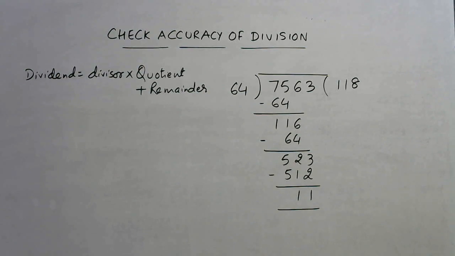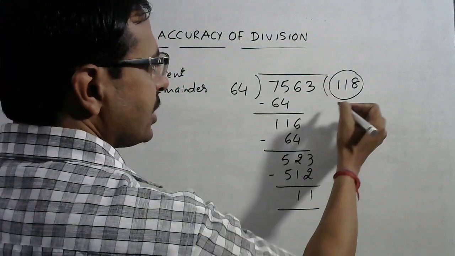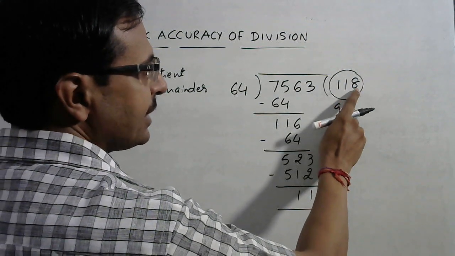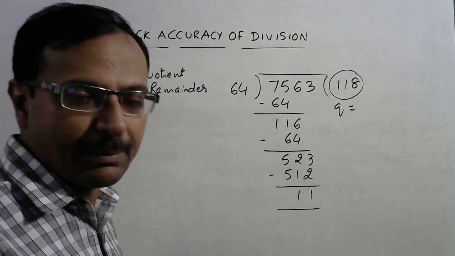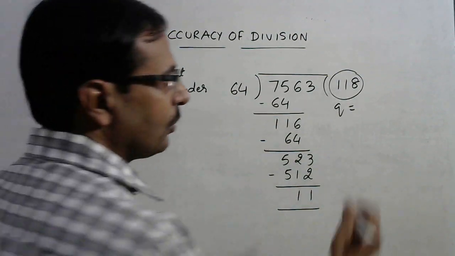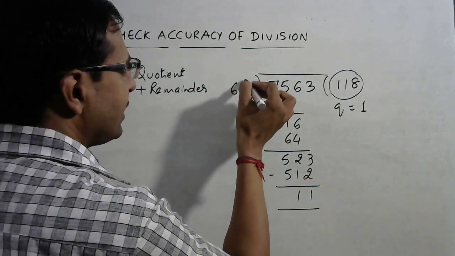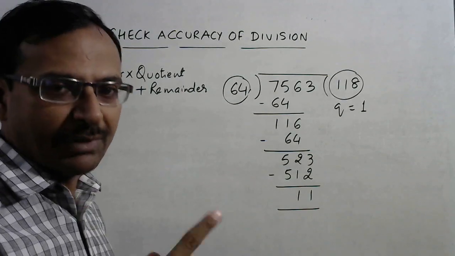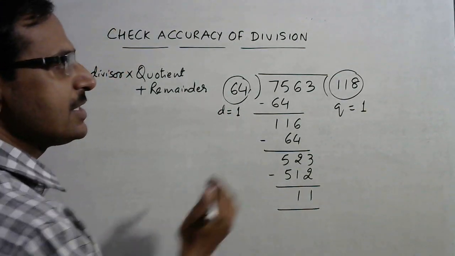We need to write the single digit. Now what is single digit? See, this is quotient. The quotient single digit. See, 1 plus 1, 2, 2 plus 8, 10. So 10 is again a two digit number. So add the digits 1 plus 0, 1. So quotient single digit is 1. Likewise, the divisor 6 plus 4, 10. 10 means 1 plus 0, 1. So divisor also, the single digit is 1.